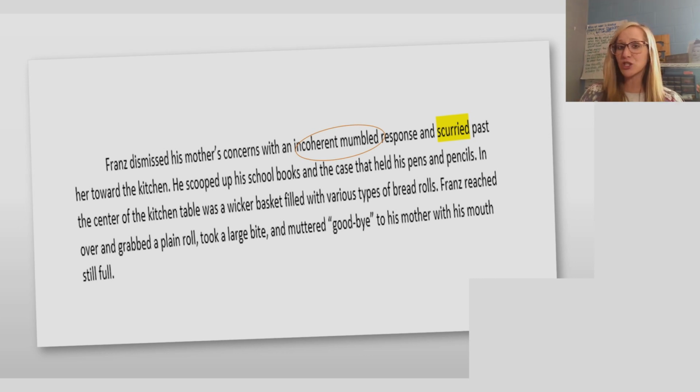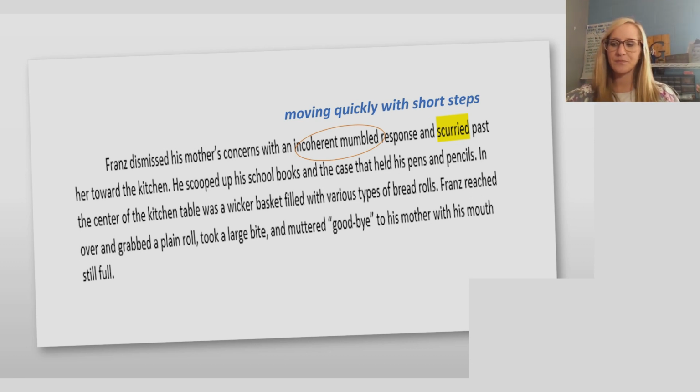I've heard the phrase scurried like a mouse, so it makes me think that Franz was trying to get out the door quickly and unnoticed by his mother. So scurried means moving quickly with short steps.